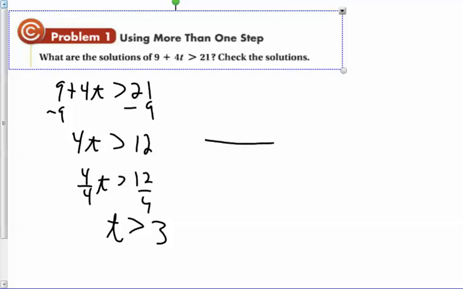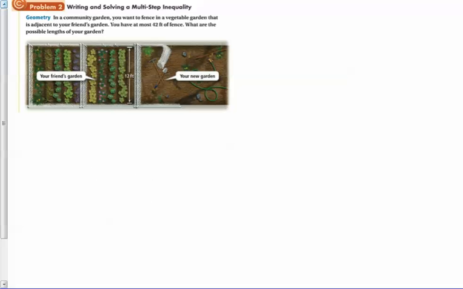So this graph would be a tick mark at 3, an open circle, and you go that way, right? So when it says check the solution, give me a number bigger than 3. How about 4? 9 plus 16 is 25, and that's bigger than 21. So we're good. All right. You have a Got It. Why don't you pause the video and do the Got It, and then I'll see you here in about a minute or two.